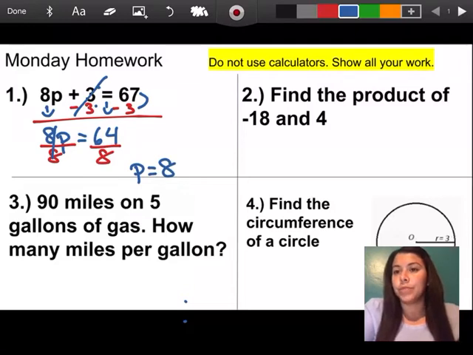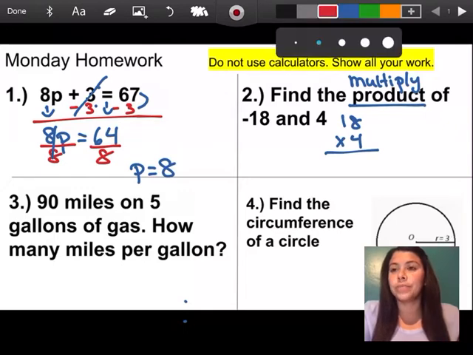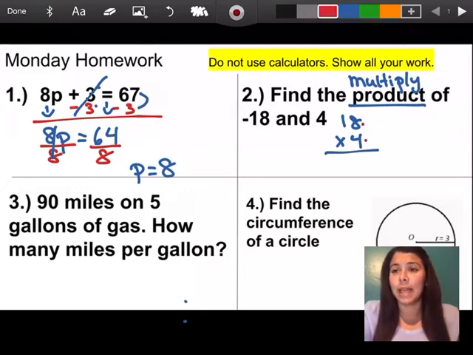On number 2, we have find the product of negative 18 and 4. Product means multiplication, so that means that we're going to multiply these two numbers. So we must set it up first. We have 18 times 4. Then we go 4 times 8 gives us 32. We carry our 3 and bring down our 2. 4 times 1 gives us 4, plus 3 gives us 7.